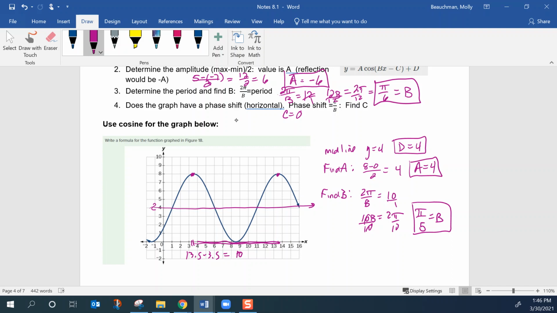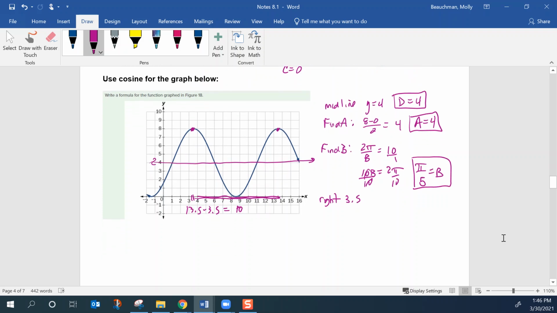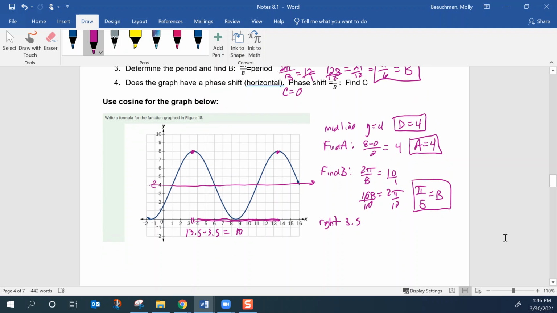Then this one does have a phase shift. So if you take a look, the graph starts here at 3.5 instead of starting at 0. So this is actually moving to the right, 3.5. So to find C, we know that the phase shift is equal to C over B. So we get 3.5 is equal to C over whatever B is.